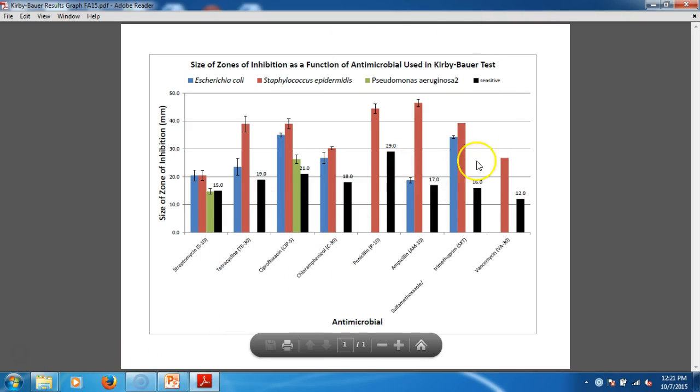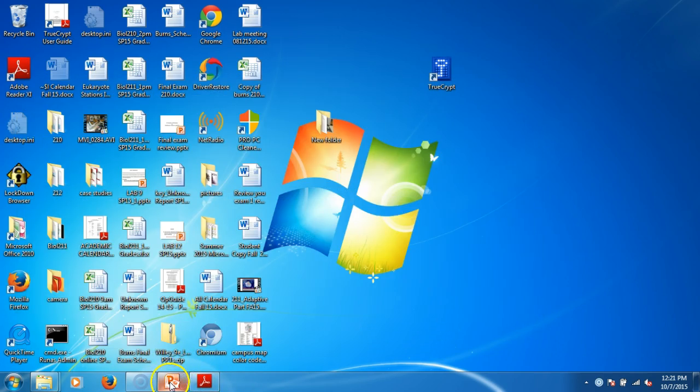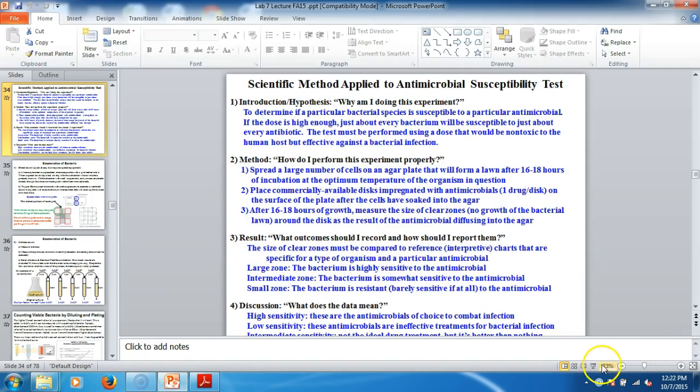All right, so this chart, if you wanted to look at it, this is everybody's data averaged together from all the groups that we have and then graphed. So now we have the tough stuff.